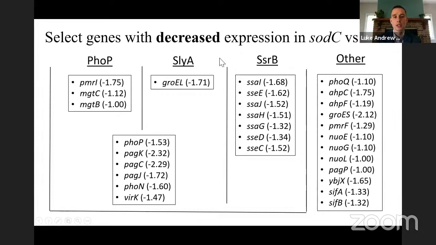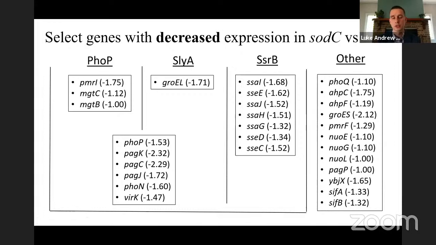virulence regulators. So FOP, I've mentioned several times. SSRB is encoded with SPY2, and it's important for activating the type 3 secretion system apparatus and effector proteins. And then SLYA has a lot of overlap in expression with FOP and has been shown to also be important for systemic infection.